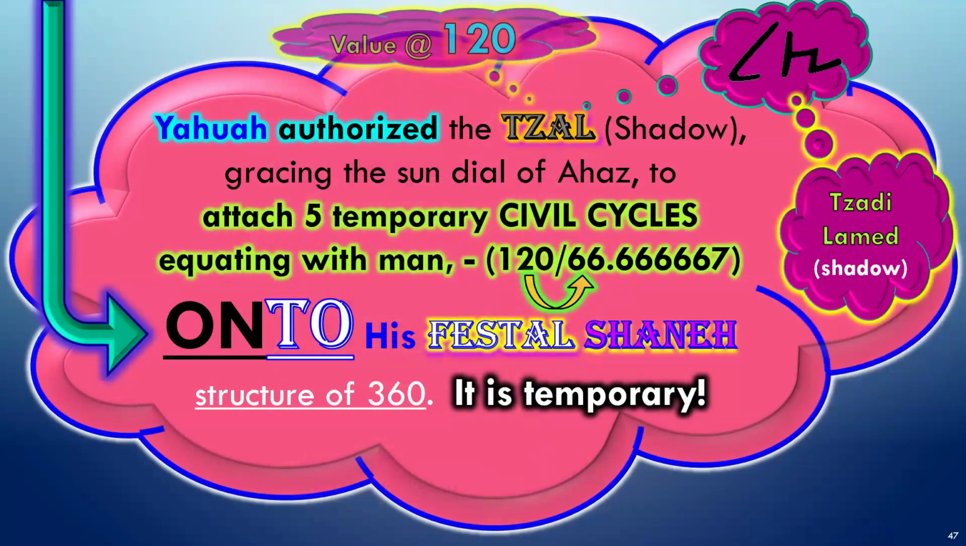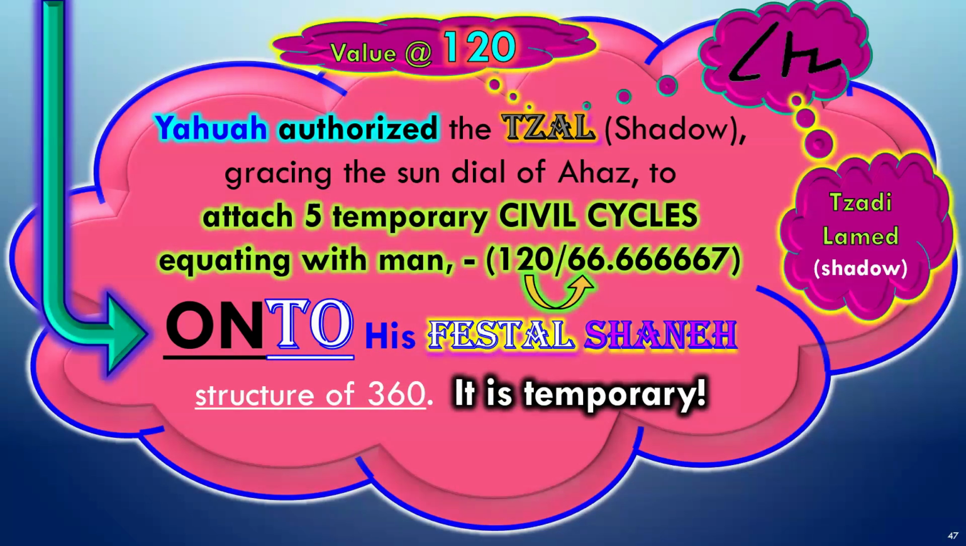Yahuwah authorized the tzal. That's the shadow. That's the value at 120. He authorized this shadow, gracing the sundial of Ahaz, to attach 5 temporary civil cycles, equating with man. And there it is, the 120 and all the 6s and a 7 again, onto his festal Shana, this festal Shana structure of 360. Do you think Yahuwah could have done that? He authorized this shadow to do that? And that you think it could be temporary so that we could go back to 360 so that the time frame in Revelation, the 3 timelines, can be fulfilled? That Tzadi Lamed has a value of 120. That's the value of that word, Tzal, shadow. Interesting.